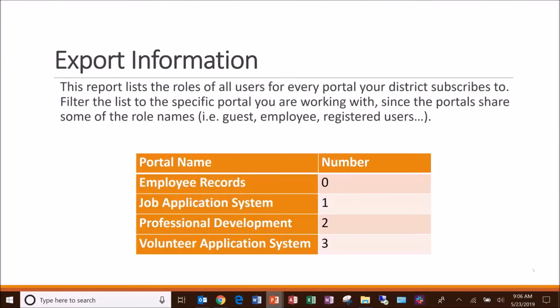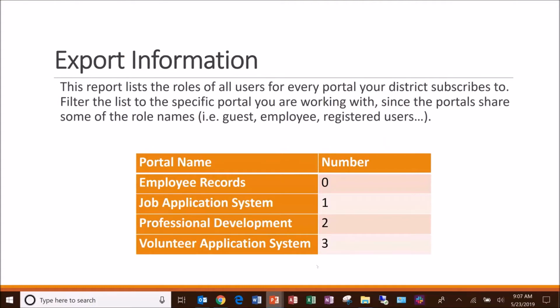An important thing to note when you're looking at this report, if you have more than one portal, it's also going to list the roles for all the portals as well. And so it's important to know how to filter the list to just be looking at the portal you're working with. Each portal is assigned a number, and you can see here, volunteer system is portal number 3. That's consistent across the board everywhere. And PD is 2, jobs 1, and employee records is 0.